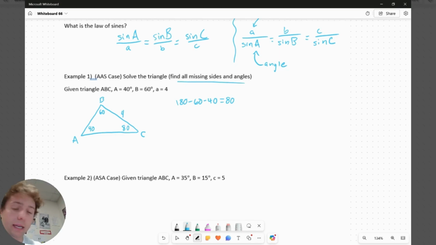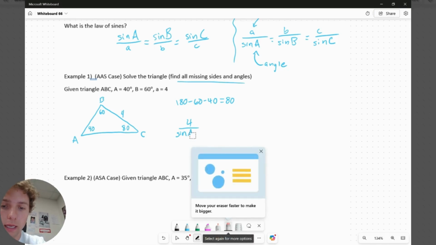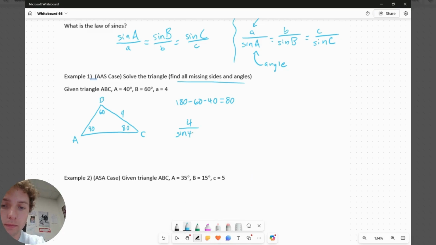Now what we need to do is find side B and side C. Let's start with side B. In order to utilize law of sines, you need to use a side and an angle that are together, right? For example, side A and angle A, we can use those because we know both of them. We're solving for a side, so I'm going to put the sides on top. So side A over sine of angle A, where angle A is 40 degrees. Let's solve for side B. So side B is on top, over sine of its respective angle.